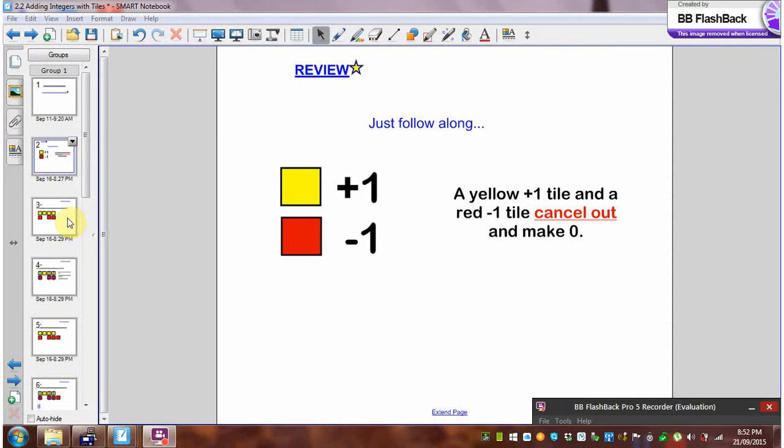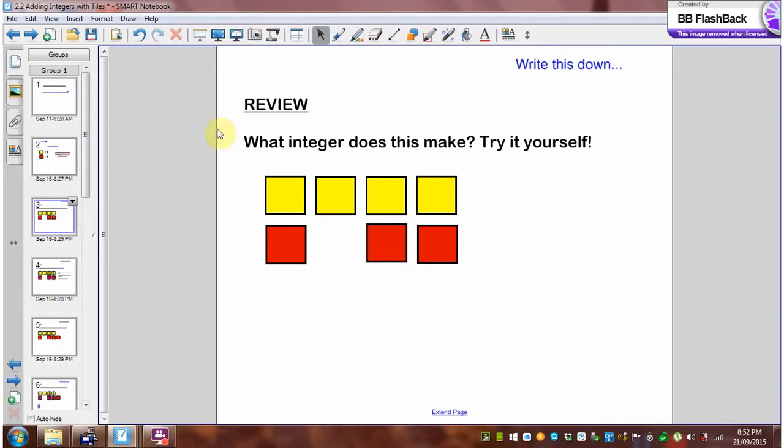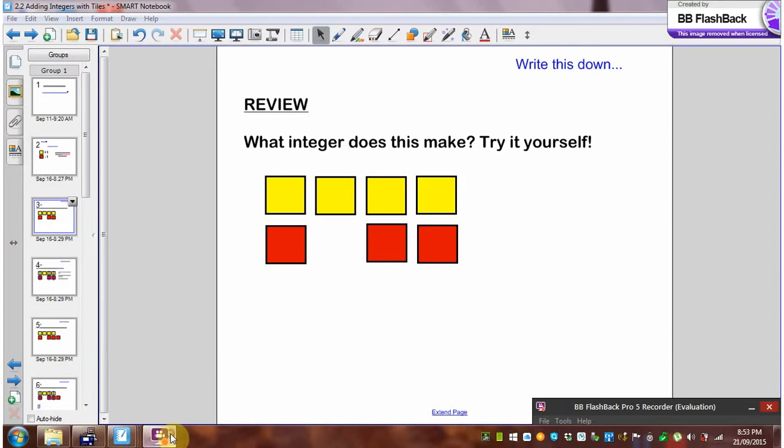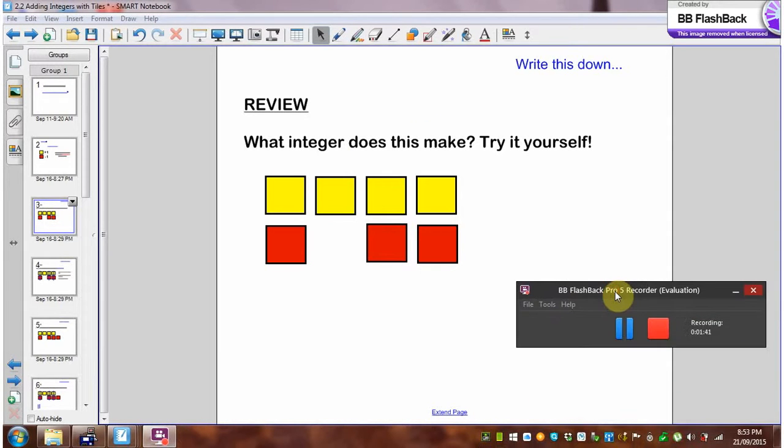Okay, moving on. I want you to write this down. I want you to write down the question. What integer does this make? Okay, I want you to write down the question here and draw the tiles. Then I want you to try that yourself. I want you to try to answer the question, what integer does this make? So pause the video, try this out, and once you're ready, we'll go over the answer together.